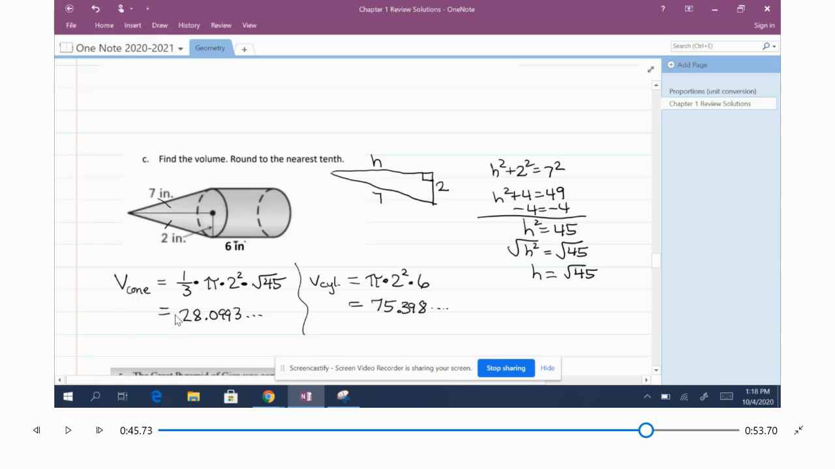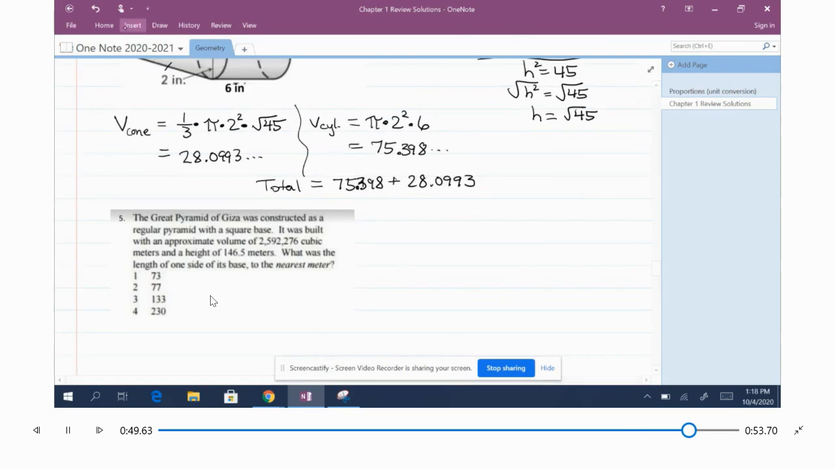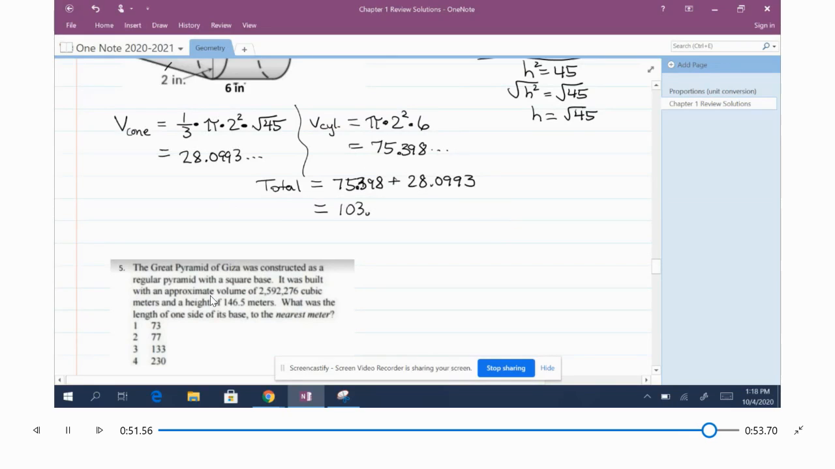All right, so the cone, 28, cylinder, 75. Add those together. $103.5. All right, next. That's it.